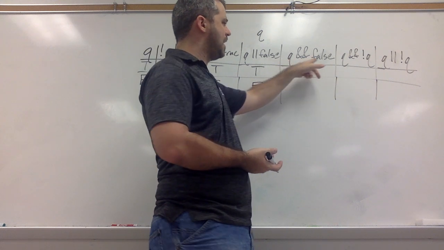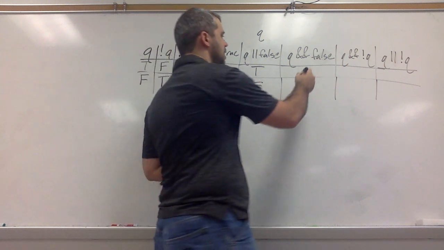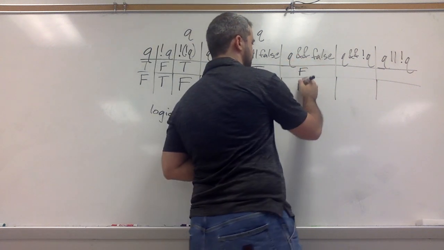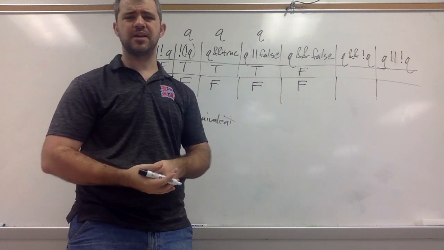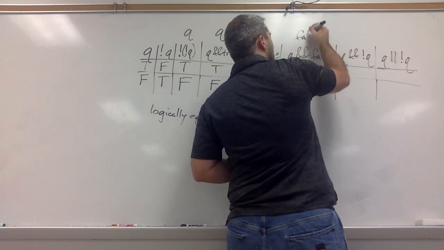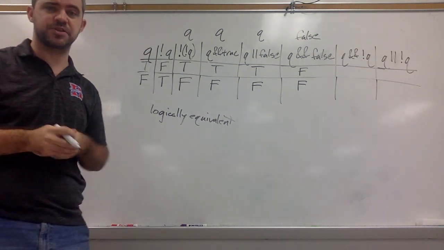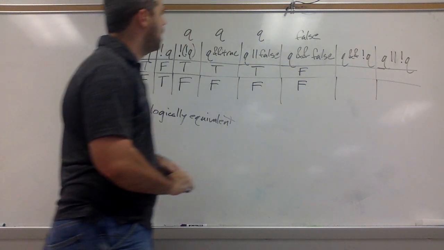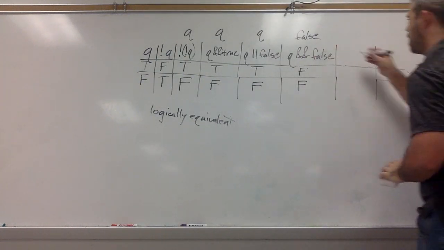Okay, what about Q and false? Well, true and false is going to be false. False and false is equivalent to false. Well, this guy, no matter what, is false. So this is actually logically equivalent to just false. That statement is always going to be false. So you might as well just say, okay, this is false. I'm missing one. Let me go ahead and insert that in there.